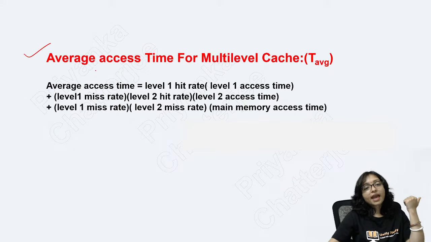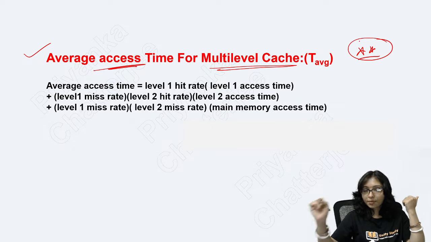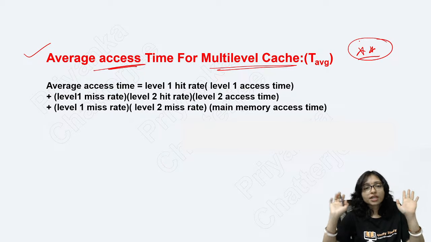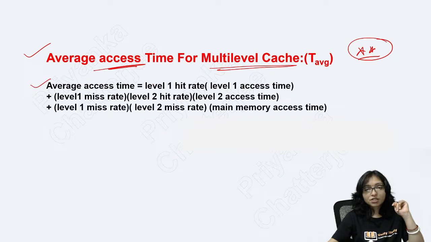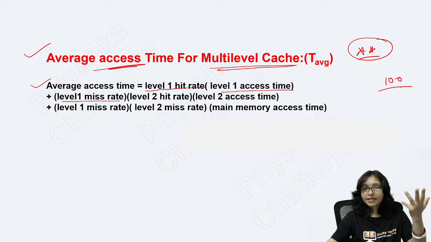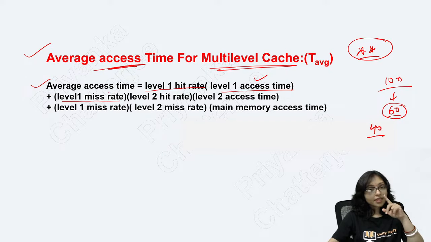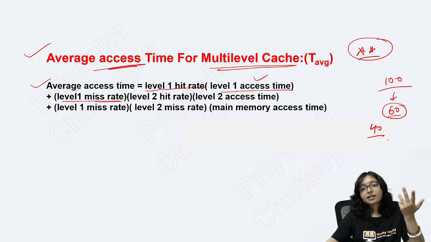And how to calculate the average access time for the multi-level cache? Very, very important. Questions are coming from here. They already repeated questions 2 to 3 times. So here the average access time is level 1 hit rate times level 1 access time, plus level 1 miss rate. Because out of 100, maybe I am searching for 100 pages. Out of 100 pages, maybe 60 pages are available in level 1. Now the remaining 40 are not available. That's why this is my miss rate. Out of those 40, maybe 20 are available here. That is the hit rate.